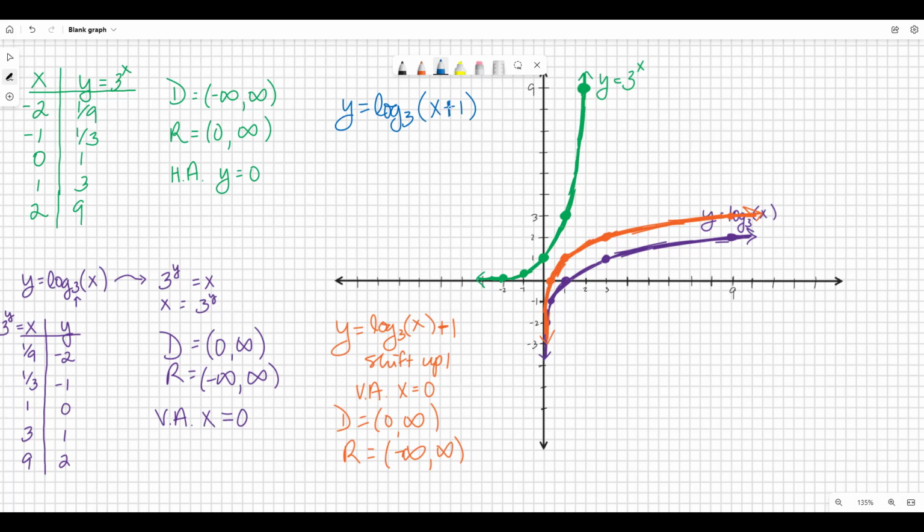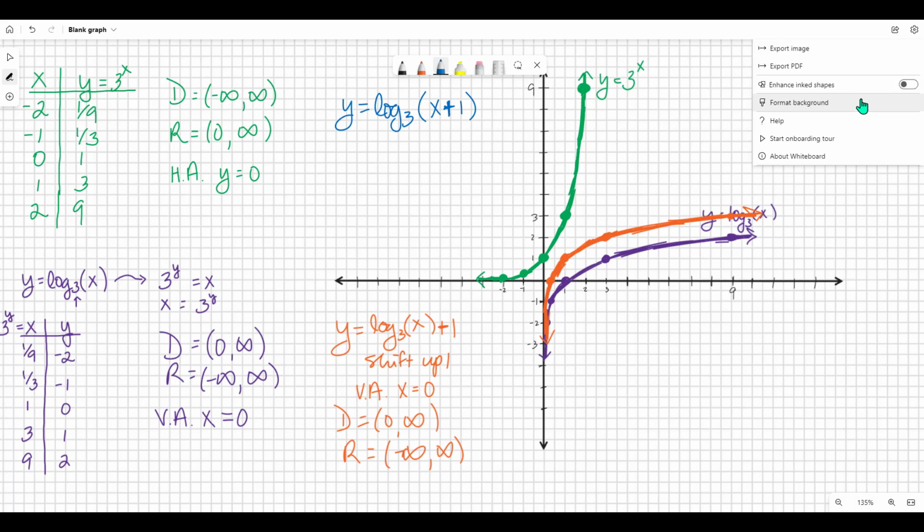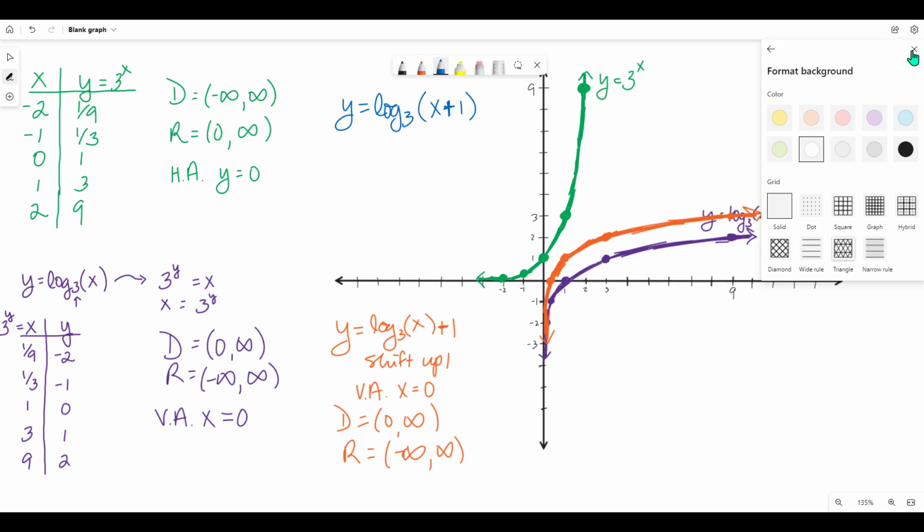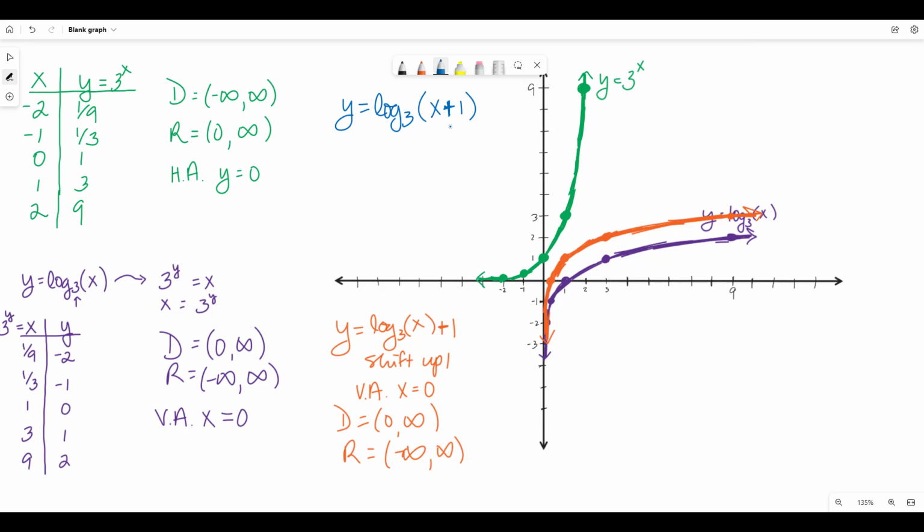So let me get rid of this grid. Having the plus 1 inside is going to be a left-right shift. If we're inside the function, we're doing something horizontally. So we're going to shift this left 1. So each of our x coordinates is going to decrease by 1. Remember, we start back with the purple graph, right? That was our basic log graph. Don't look at the orange one.